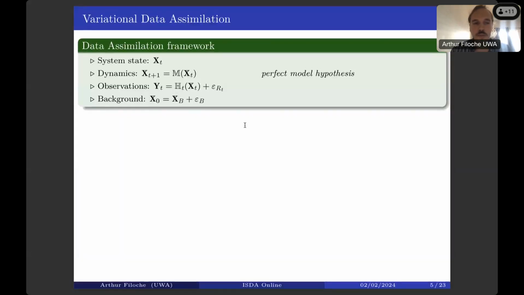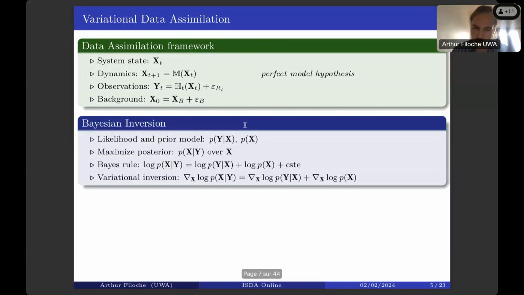So first, a quick reminder of a classical data assimilation framework. A system state X evolves over time according to dynamics M. Observations Y are available over time, observed through an observation operator H with an additive noise and potentially some prior knowledge of the initial condition in the form of a background. Now the inverse problem is to recover X observing Y.